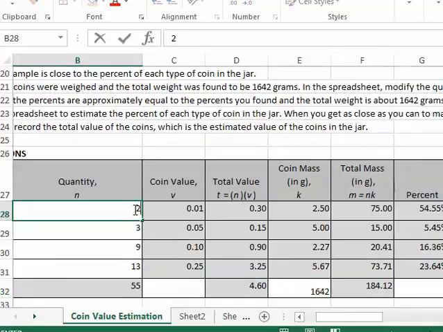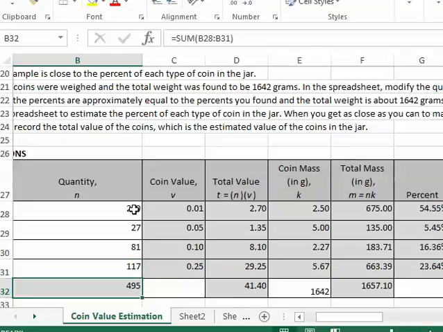30 times 9 is 270. 3 times 9 is 27. 9 times 9 is 81. 13 times 9 is 90, and 27 is 117. Left the percentages virtually the same. Look at my weight here. Real close to that weight there. My total value, $41.40. That's one way that we can get real close to this, right?